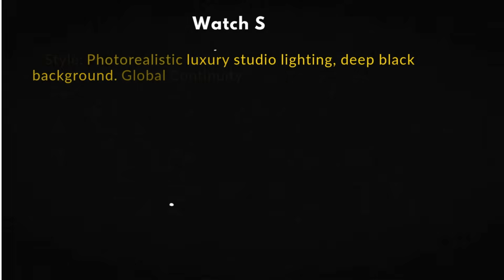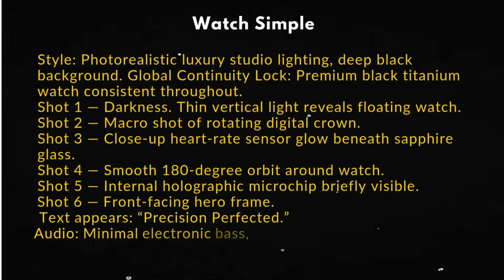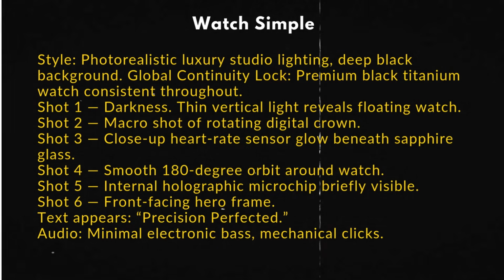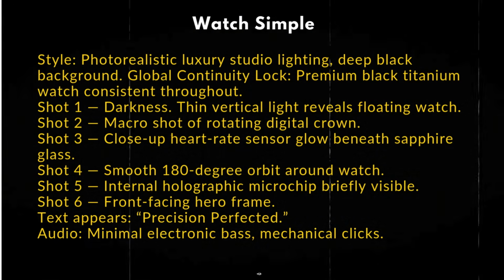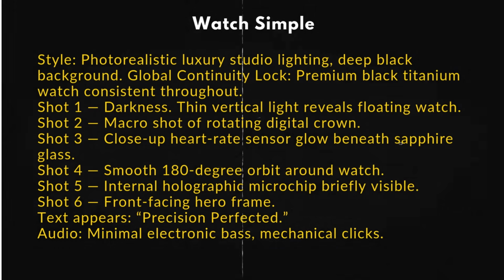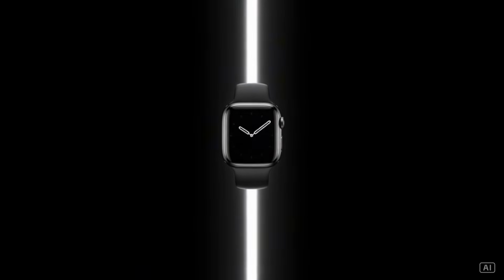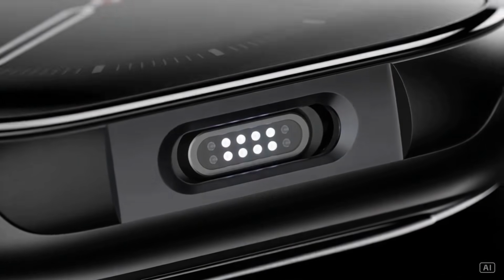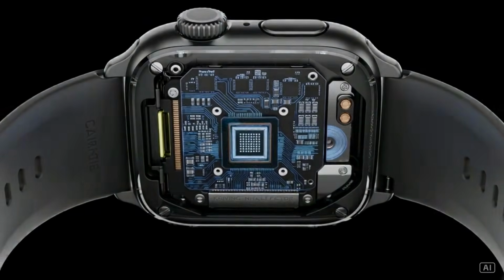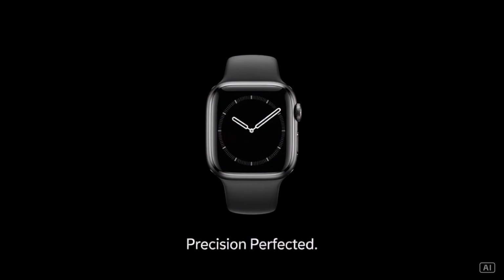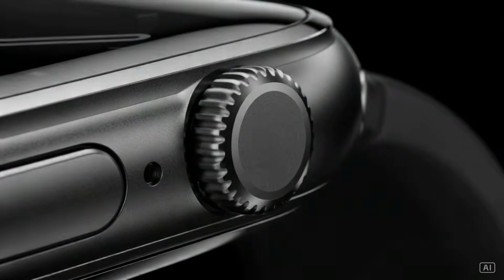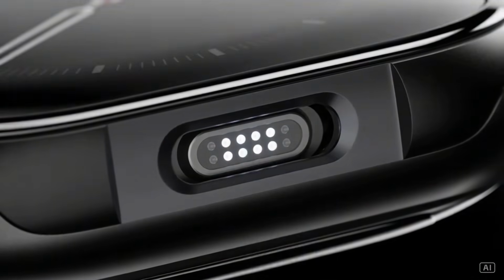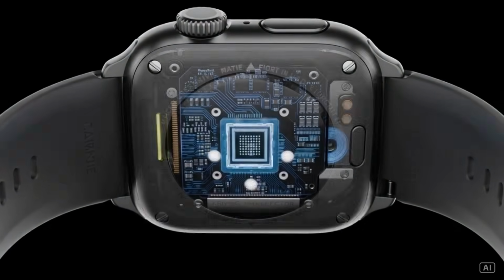Now let's go into something more clean and minimal. This is a premium black titanium smartwatch, and here we're going for a simple luxury studio ad. This one is very straightforward. Dark background, controlled lighting, slow, precise camera movement. Super clean, super premium. This works because it's simple. No chaos, just lighting, angles, and detail.